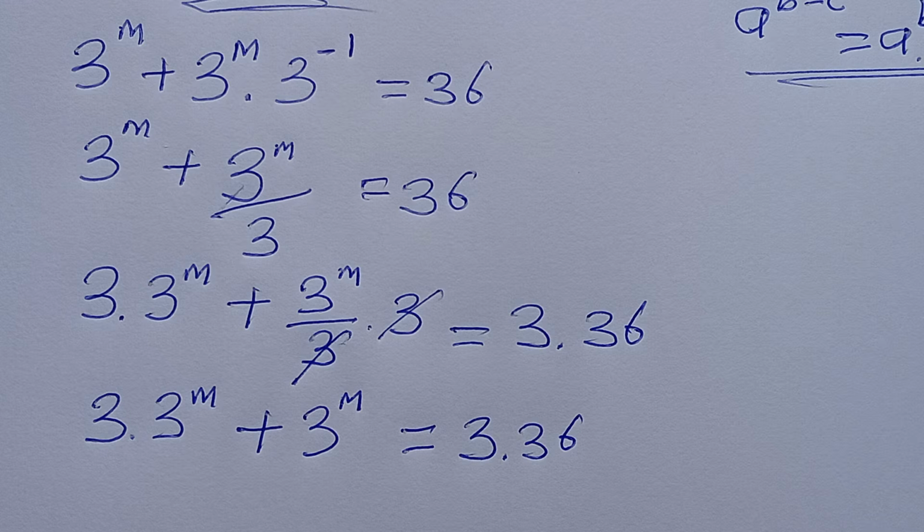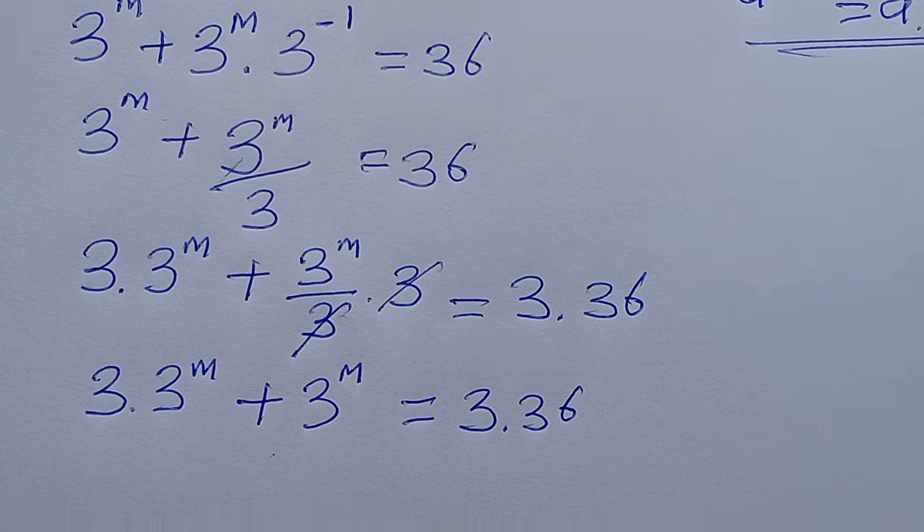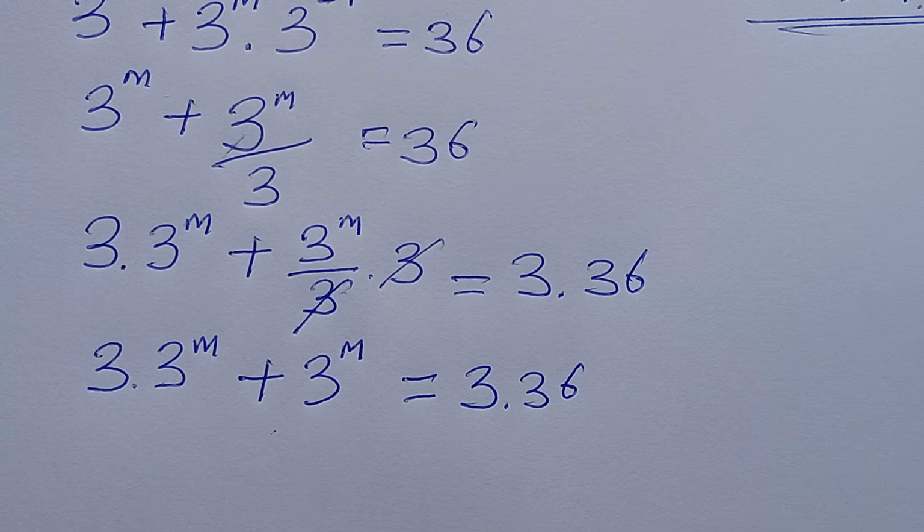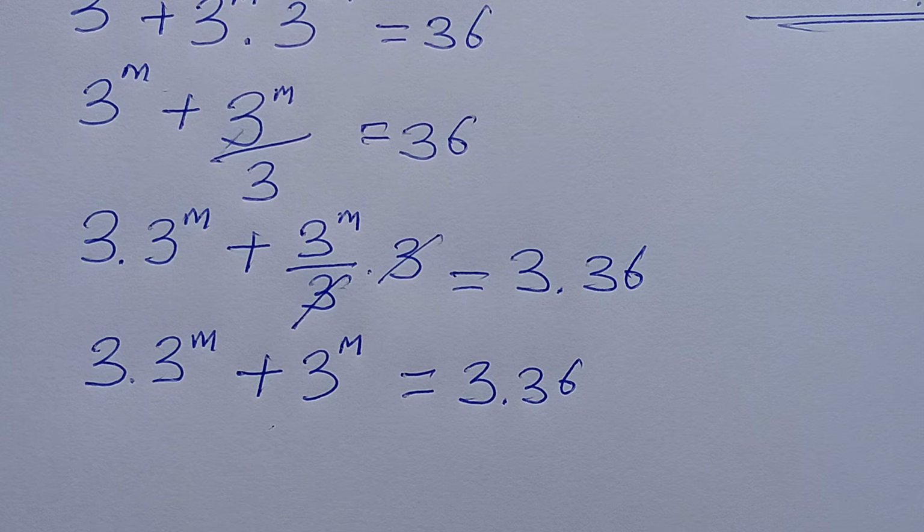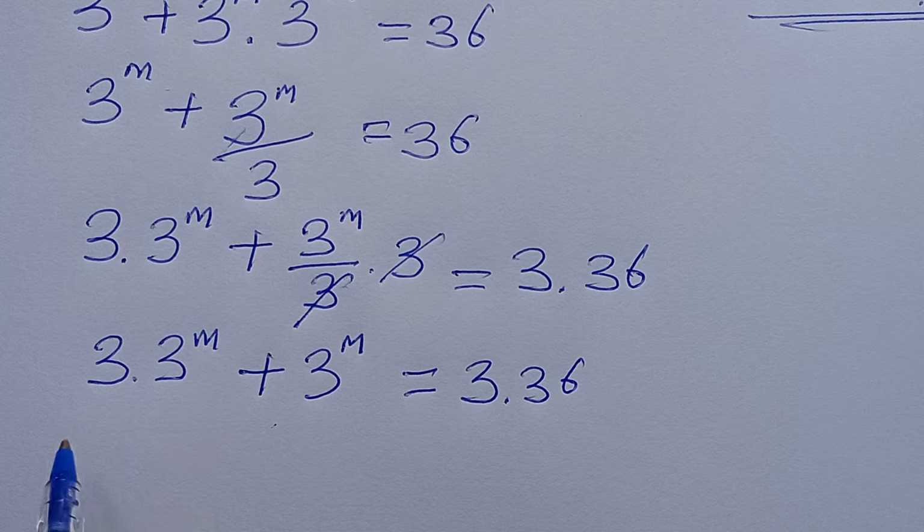I'm going to do a simple substitution, right? I can as well factor out 3 to the power of m from this expression here. In other words, we'll be left with 3 to the power of m into 4. That is another way out too. But here I just want to do a simple substitution. So which will be better? Okay, let's factor 3 to the power of m out.